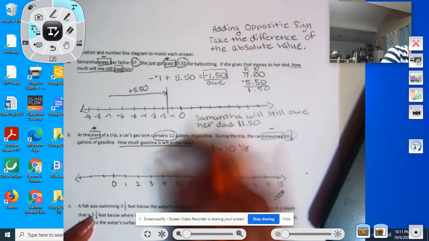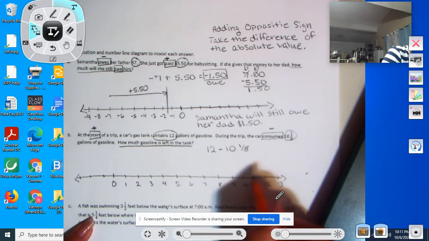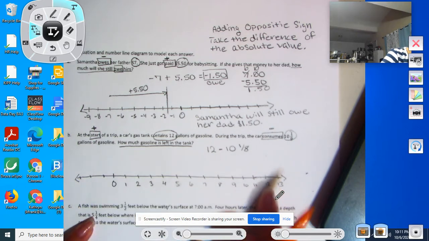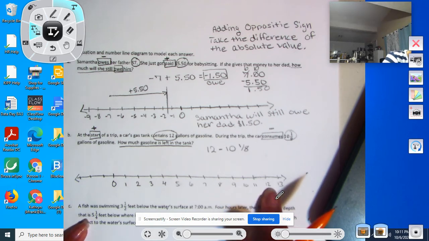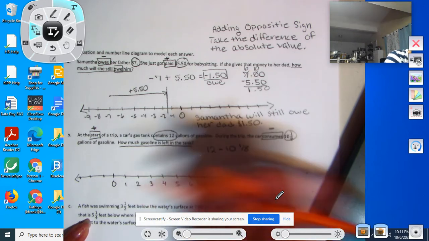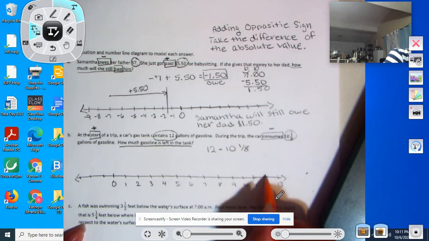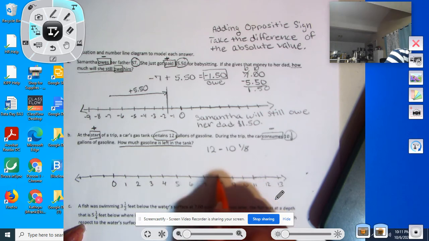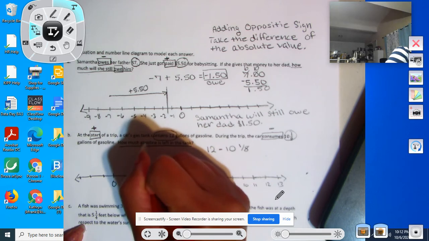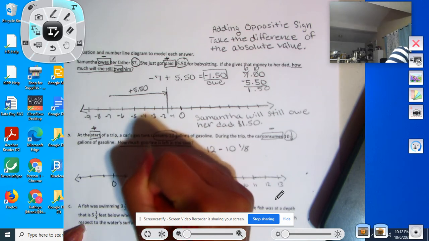All right. Well, we're starting at 12 because that's how much gas was in the tank at the beginning. So our start is at 12. We're not starting at 0 because we have 12 gallons in the tank. Now we're subtracting 10 and 1/8, so I'm going to be moving to the left 10 and 1/8. So I'm essentially going back 10 spaces: 1, 2, 3, 4, 5, 6, 7, 8, 9, 10, and then about 1/8. So it's going to be somewhere maybe around here.